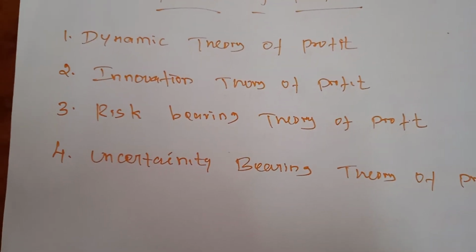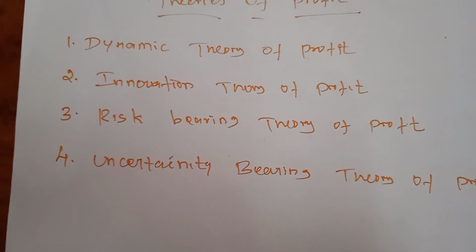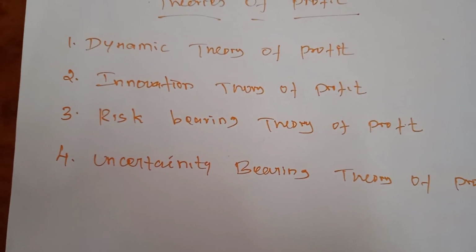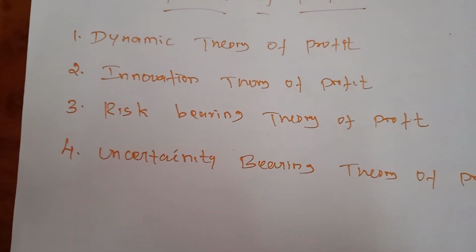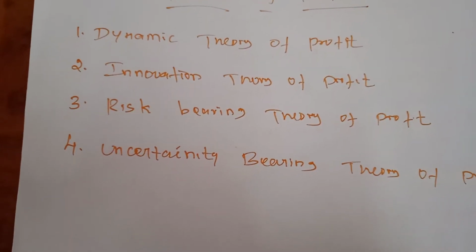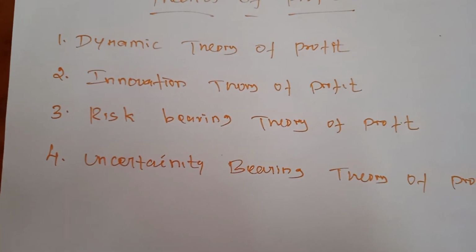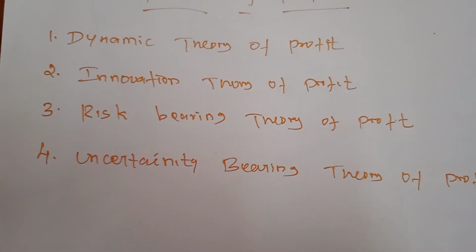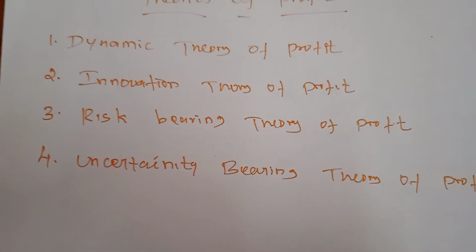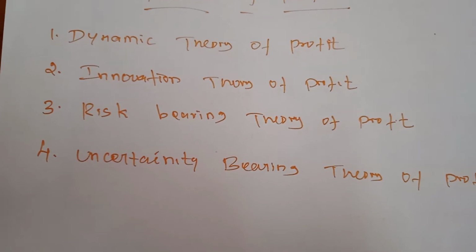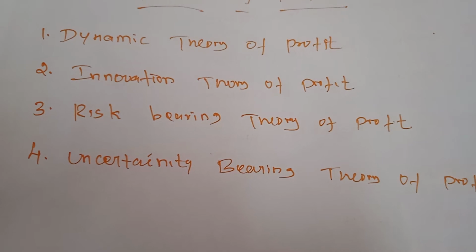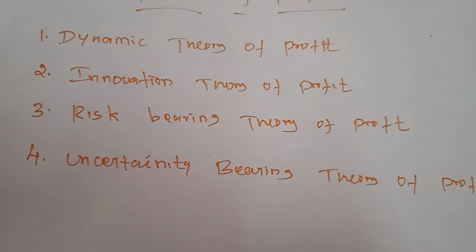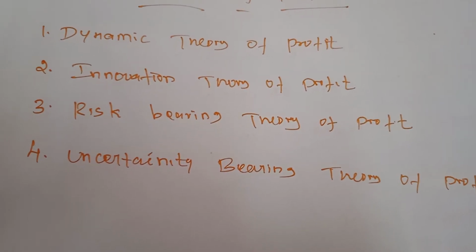A static society is one where everything is stationary or stagnant and there is no change at all. Therefore, there is no role for an entrepreneur in a static society. What type of product is to be produced for the people in a static society? It will never change, so there is no need for the entrepreneur to take any effort.